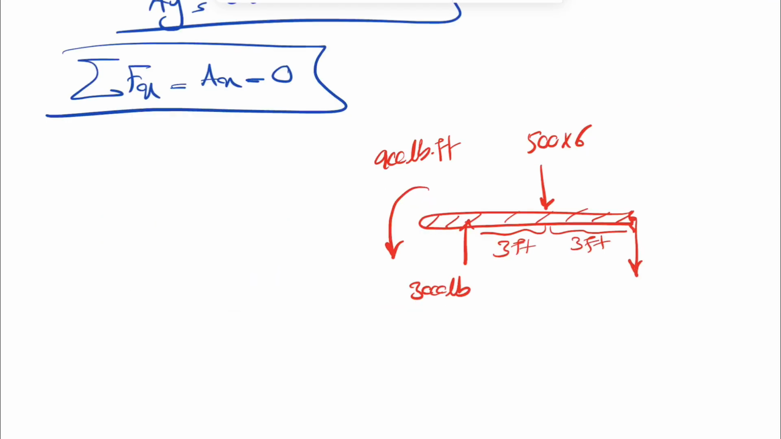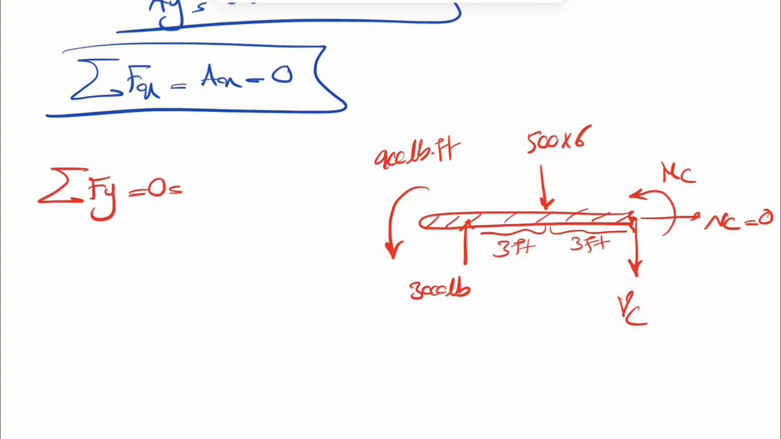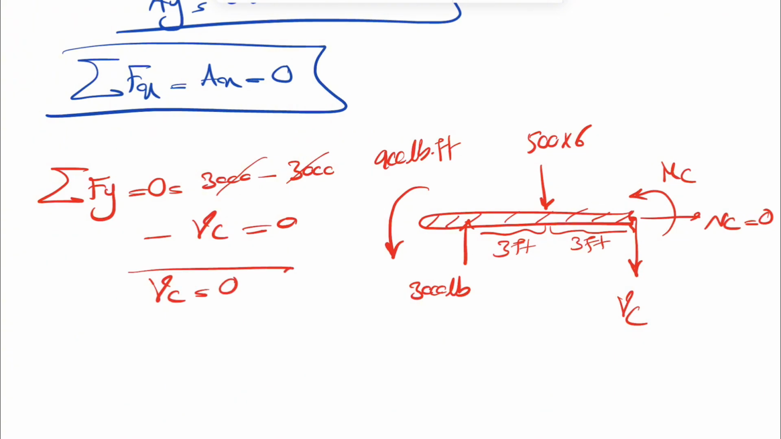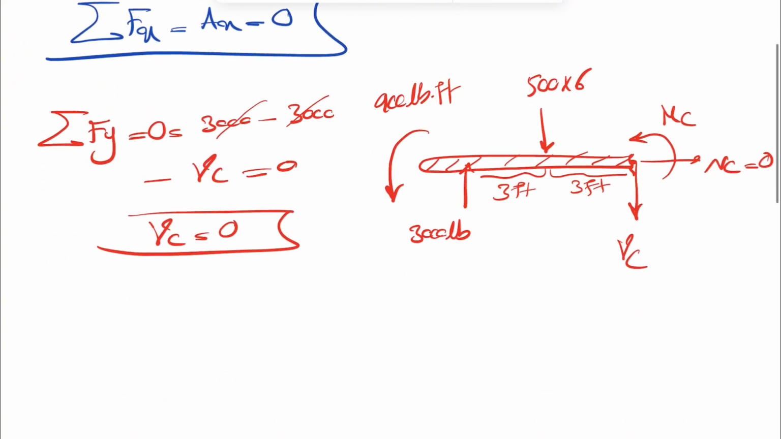And we're going to consider one shear force and a bending moment counterclockwise. For now, let's see what we get. And we can consider another normal force in here, but since there is no x component, the Nc will be 0. So we can do sum of all forces in the y direction equals 0. So we're going to have 3,000 minus 500 times 6, another 3,000 downward, minus Vc equals 0. These two will cancel out, so there won't be any shear force at point C.